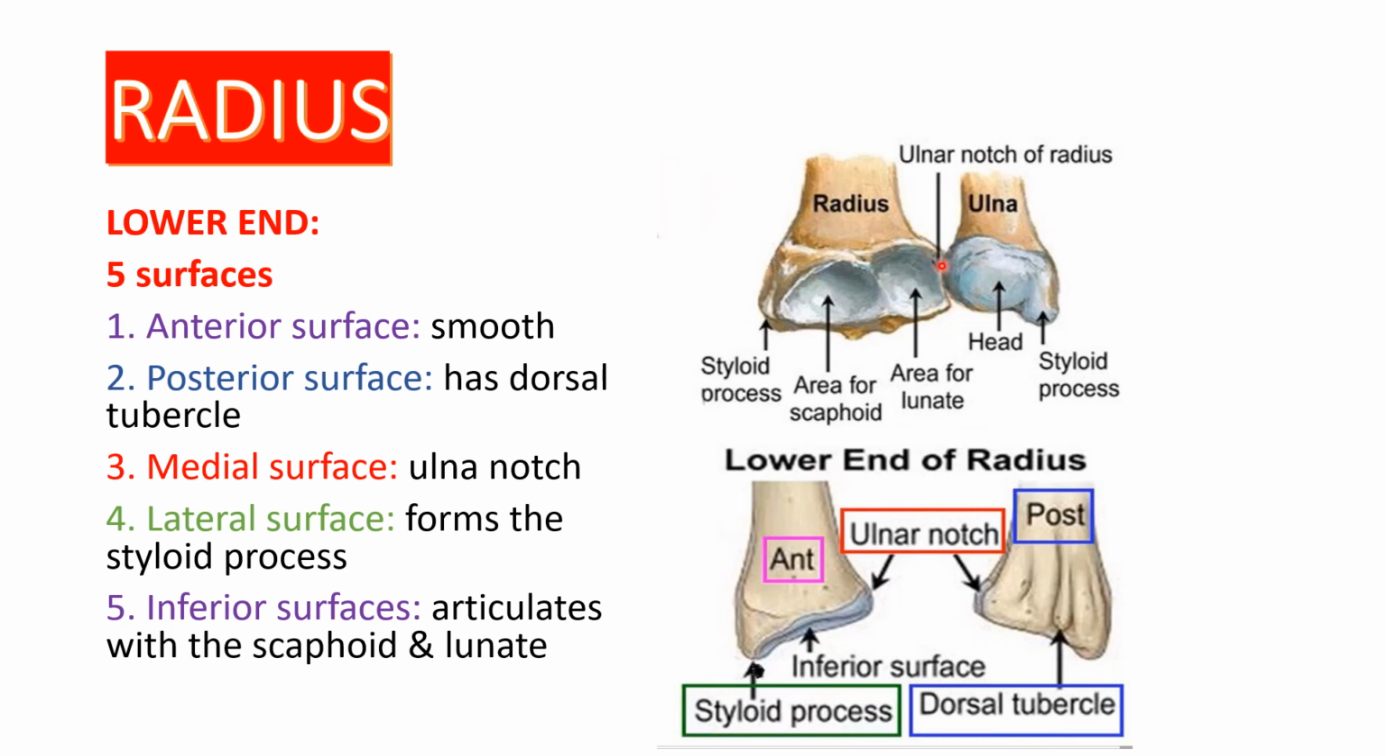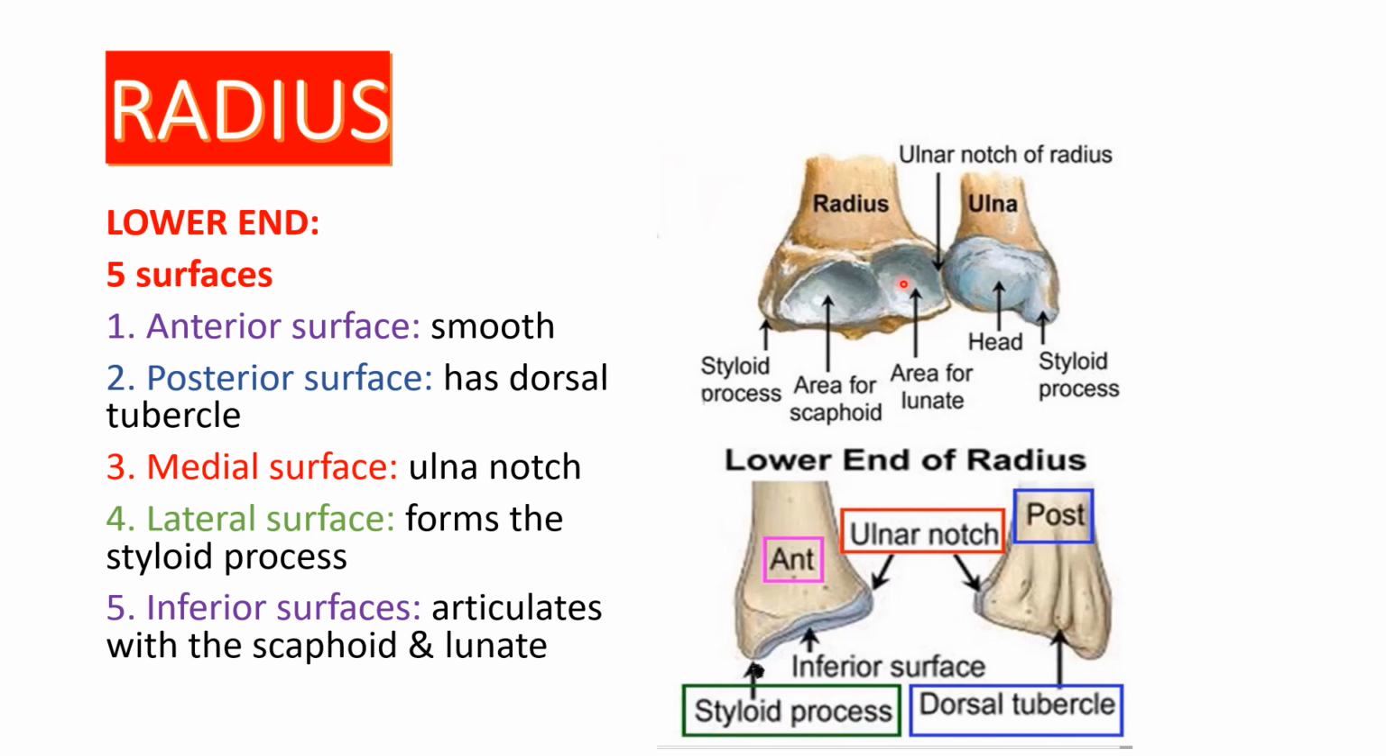And now the lateral surface projects downwards to form the styloid process. And then the inferior surface is the area for the scaphoid bone and the lunate bone to form the wrist joint.